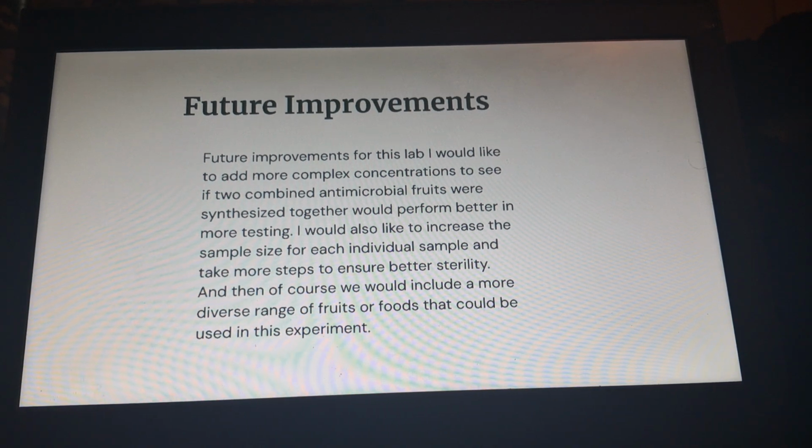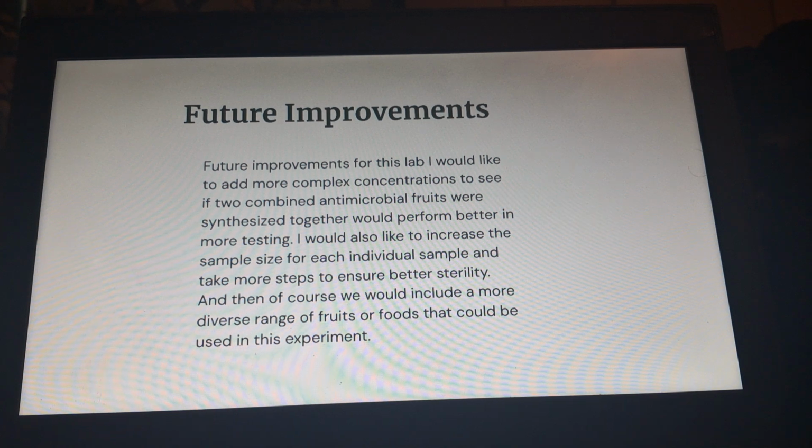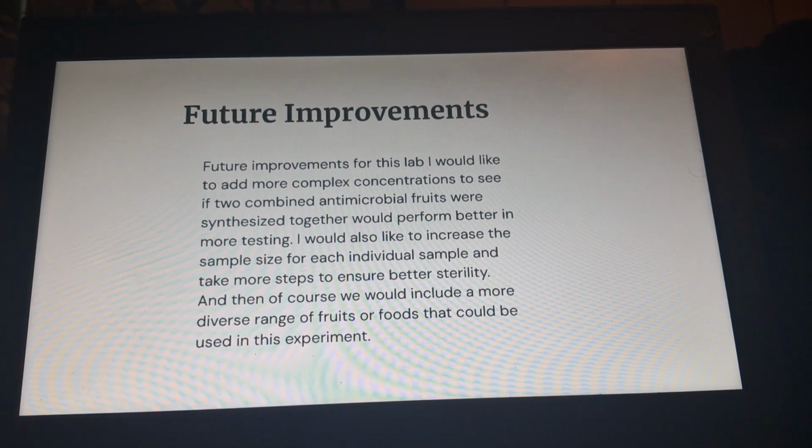And then yeah, we would really enjoy to just keep taking this further and see if we could make like cocktails that could prevent more bacteria from forming than compared to others.